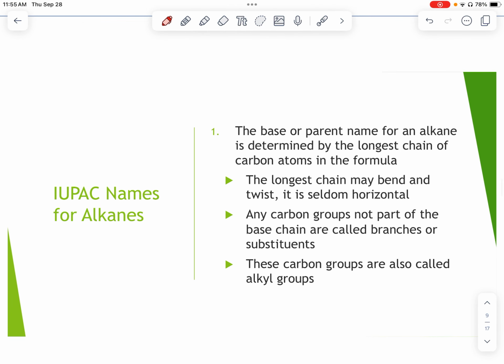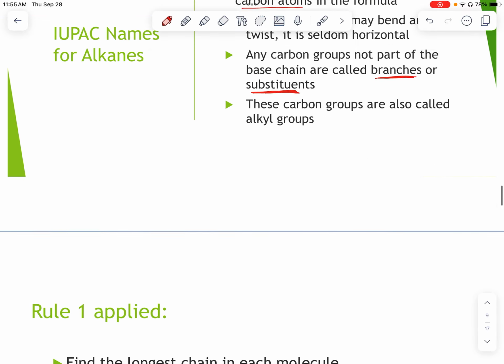But this is what we're going to do: IUPAC names for alkanes, okay? The base or parent name for an alkane is determined by the longest chain of carbon atoms, the longest continuous chain. It's really important to remember that that chain may bend, it may twist, and it says here it's seldom horizontal. That's because we love to trick you in questions like that. Any carbon groups not part of the base chain are called branches, or another word is substituents. These carbon groups are also called alkyl groups, and that's where we get those names from.